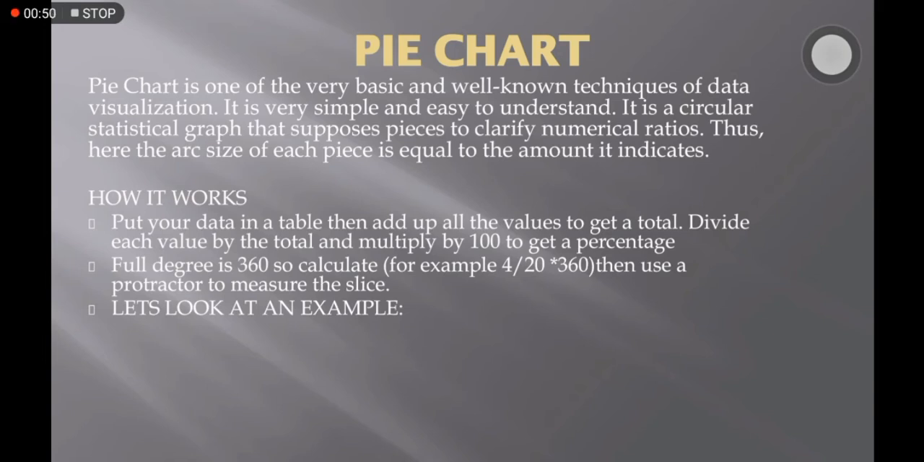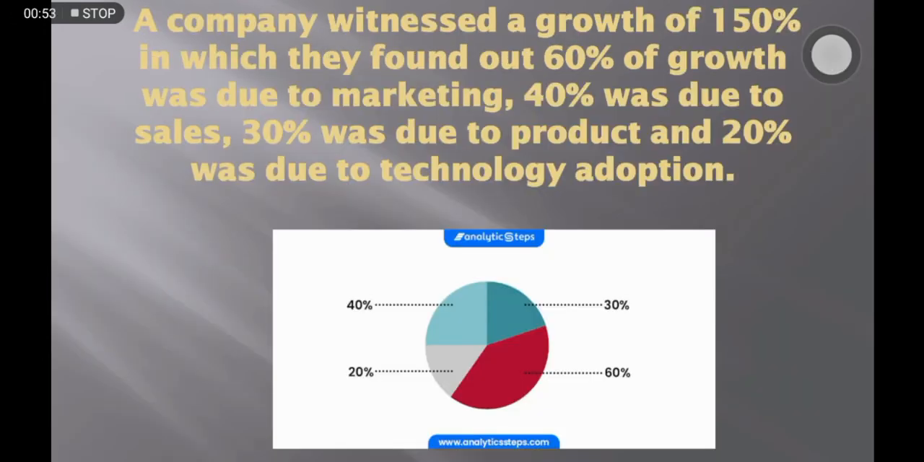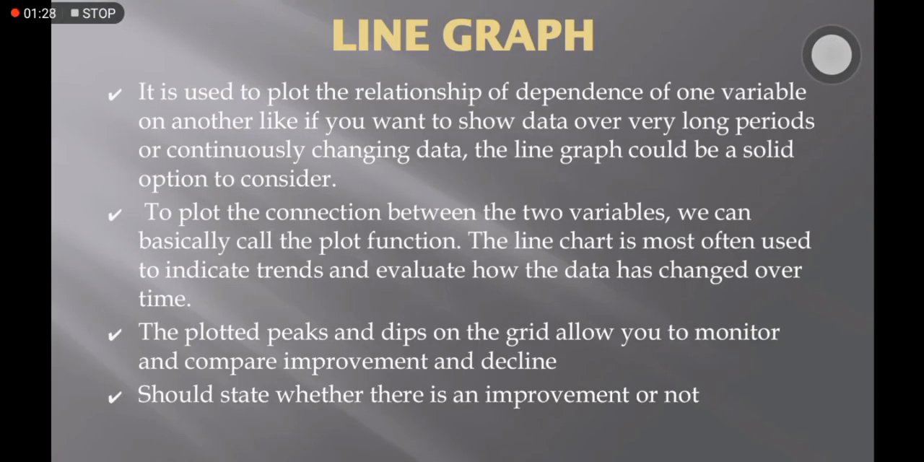Let's look at an example. Here a company witnessed a growth of 150%, in which they found out 60% of the growth was due to marketing, 40% was due to sales, 30% was due to the product, and 20% was due to technology adoption. So here's the statistical representation. As you can see in the picture, we have 30%, 40%, 20%, and 60% respectively, as said in the information above.